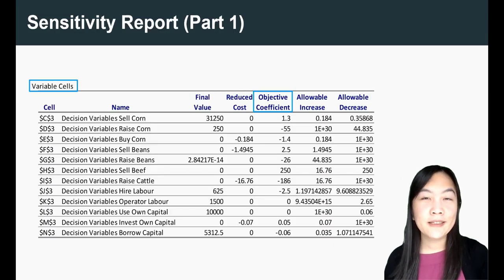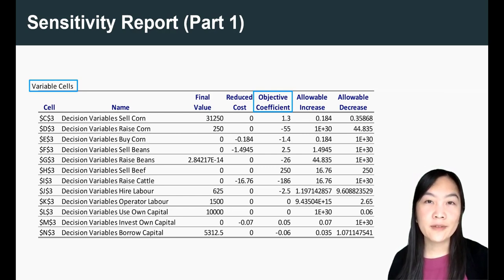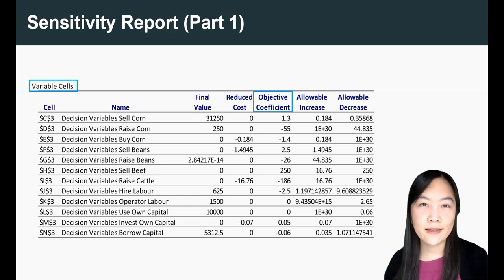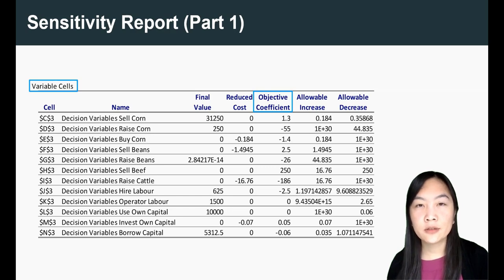If we're clear on what the optimal solution is and what the objective function value is, then let's continue with the sensitivity analysis. This will be mainly based on the information in the sensitivity report. The way that you generate the sensitivity report, I actually showed you a little bit earlier when I was solving this problem in Excel. It's similar to the way you generate the answer report.